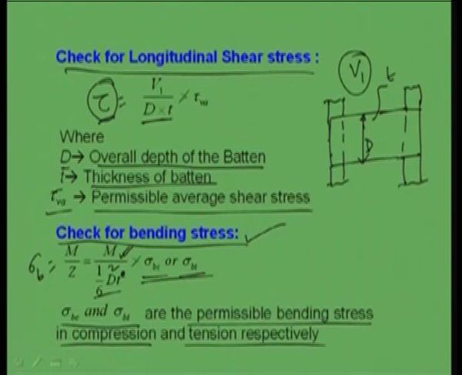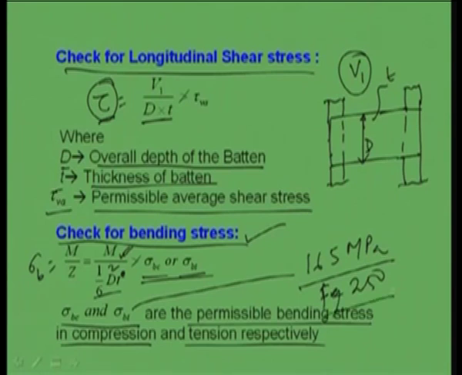These values are given in the code, which for Fy 250 becomes 165 MPa. Sigma bt or sigma bc, the permissible bending stress in compression and in tension, are generally taken as 0.66 Fy. So the value comes around 165 MPa for Fy 250, means 250 grade of steel. In this way we can check the longitudinal shear stress and bending stress. If it is okay, then the assumed dimensions of the batten, that means d and t, are fine. If it is not okay, then we have to increase either d or t suitably.